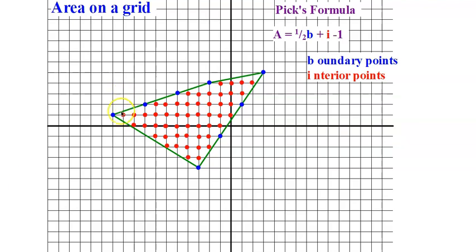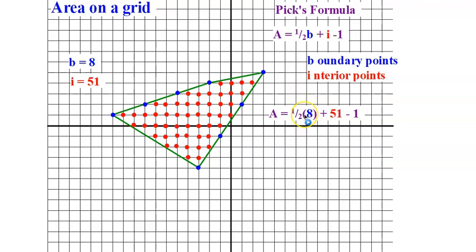And then all you gotta do is count. So let's see my boundary points. I have 1, 2, 3, 4, 5, 6, 7, 8, and there weren't any on that one, so B is 8. And then we count up all of the interior points, which there's a bunch of them. So 1, 2, 3, up through 51. All right. So 51 interior points, and now I just got to plug them into my formula.